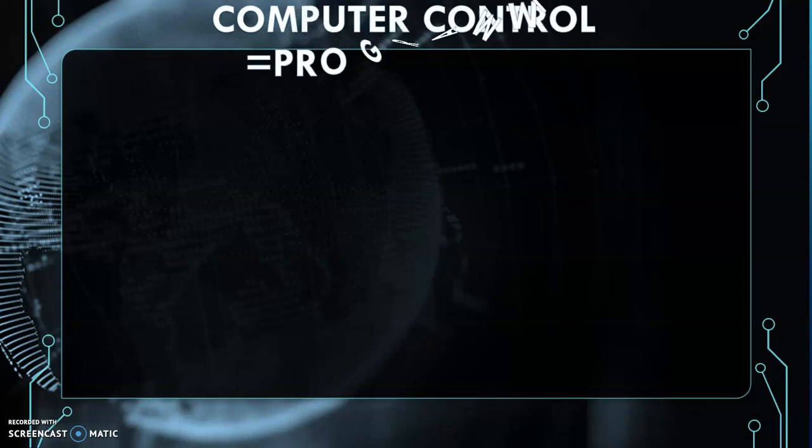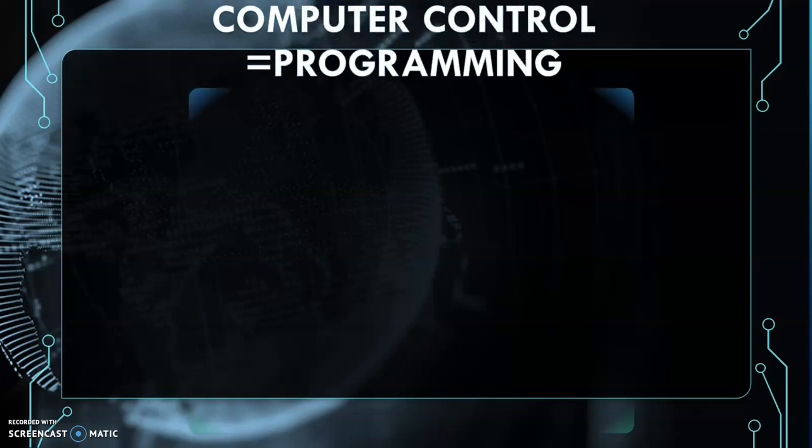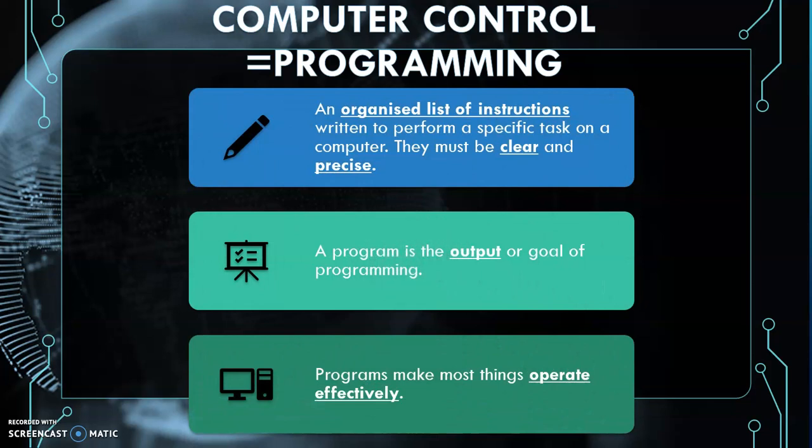So your computer control is basically just programming. So I've just drawn you out basically a flowchart to show you and tell you exactly what it is. So it's an organized list of instructions written to perform specific tasks on a computer, or well, it is on the computer. You make it up on the computer and then you put it into your electronic product. It must be clear and precise. A program is the output or goal of programming, and programs make most things operate effectively.